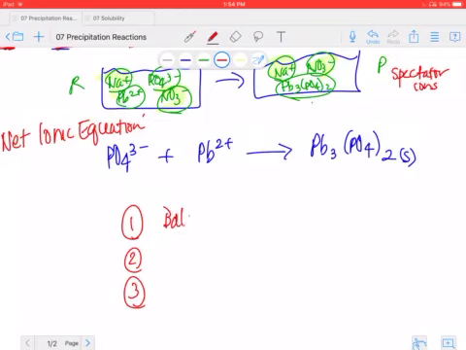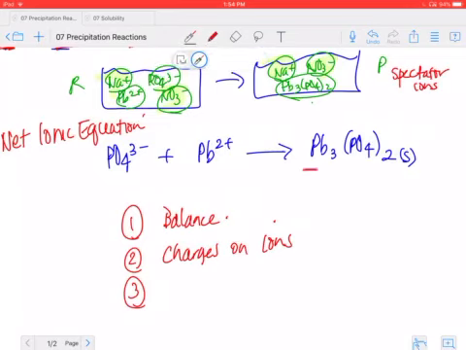The first one is that it does need to be balanced. I said the complete ionic doesn't need to be balanced, but the net ionic equation does need to be balanced. Second thing, charges on ions. Any ion needs to have charges. That doesn't mean to put charges in the compound, but over here where you have ions, those need to have charges. And then we need to have all the states. You should always include the states.